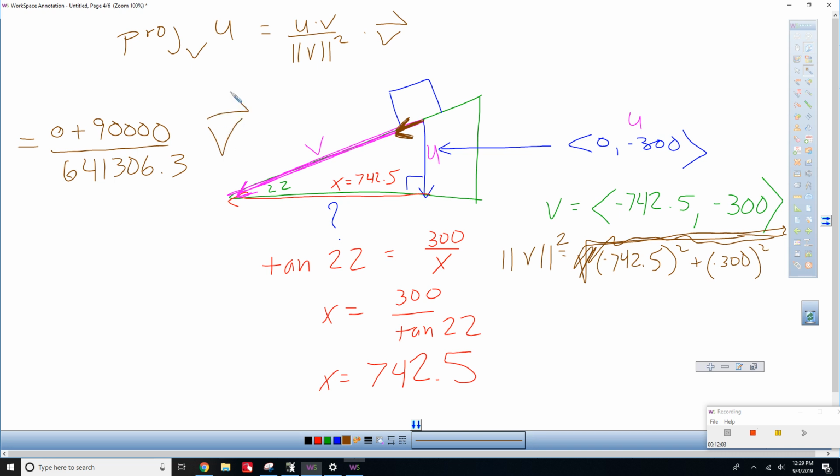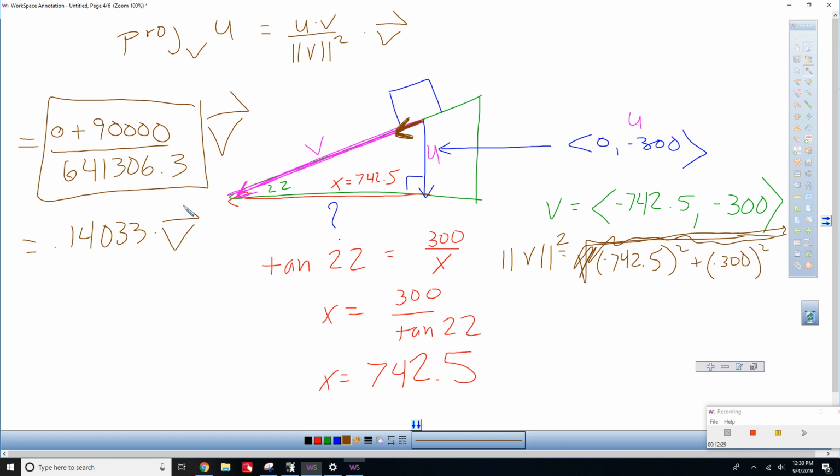Now, we're going to take that and multiply it by the vector V. Okay? So, let's just get this number here as a decimal. Tara, will you do 90,000 divided by that 641,306? You get 0.14033. Times the vector V. Okay? We're almost to our answer here.